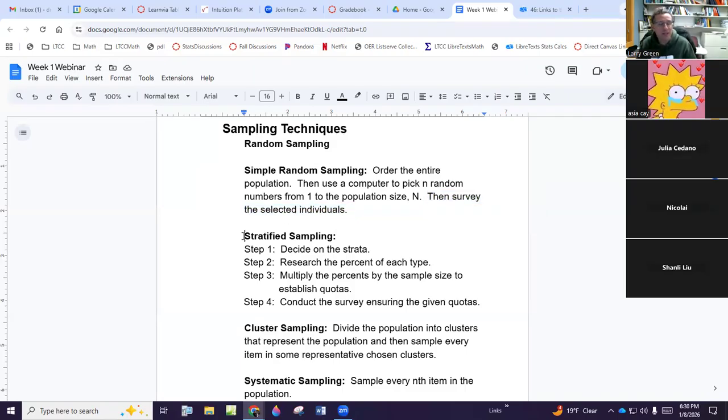Then there is stratified sampling, and that's what we mentioned. It's so important. I'm going to restate it. In step one, decide on the strata. Step two, research the percentage of each type. Step three, multiply the percents by the sample size to establish quotas. Step four, conduct the survey ensuring the given quotas. Okay. Note those steps. Either write them down in notes or go back and you can look at this online and on YouTube and you can see it again if you forgot. But these steps are essential and they have to be done.